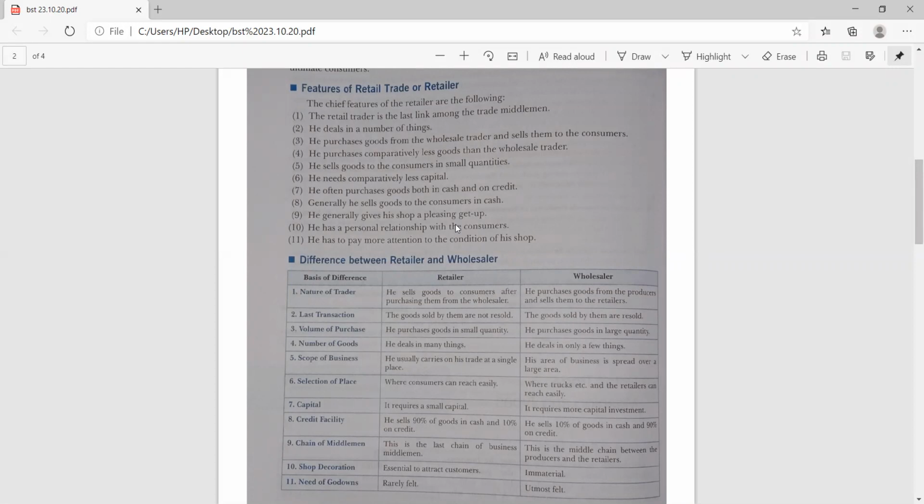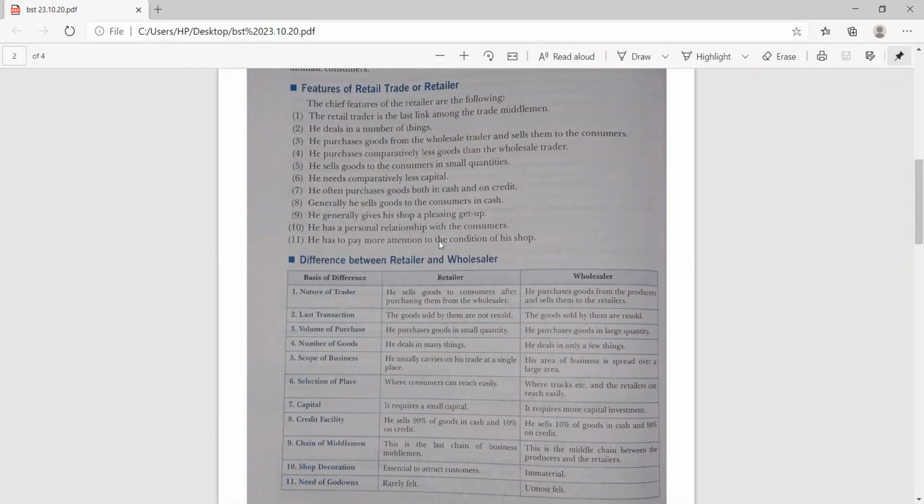So the retailer sells to consumers. He purchases the goods from the wholesaler and sells to the customer. He purchases the goods on cash and credit as well, but he generally sells the goods on cash. And he generally gives his shop a pleasing getup, as I told you, to attract customers. He also develops a relationship with the consumer.